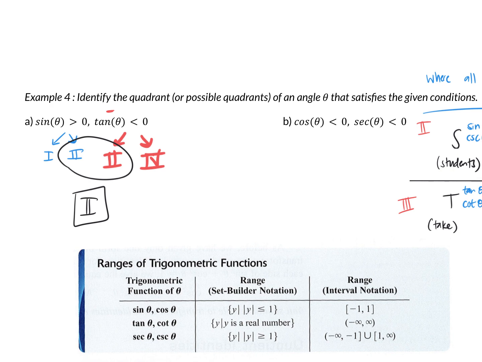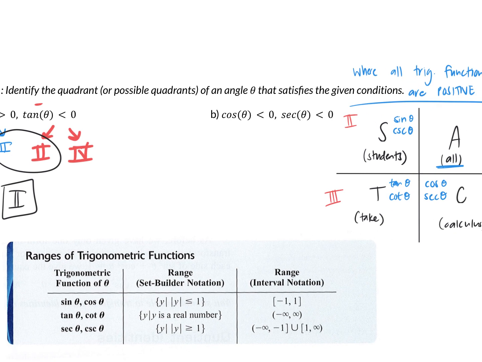Okay, the second one says cosine of theta is less than 0. So I know cosine is positive in what two quadrants in my picture here? Cosine is positive in quadrants 1 and 4. So I want to know where it is negative. It's negative in the other two quadrants, so it's negative in quadrant 2 and quadrant 3.